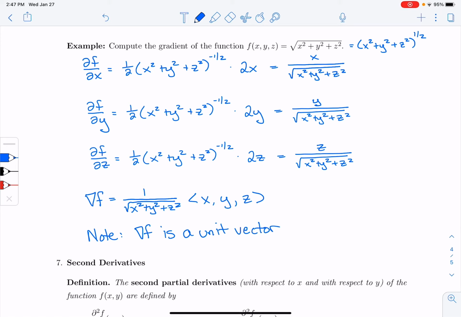And like I said, we will do some more interpretations of gradients in future videos, so I'll just leave you with the concept of how to compute the gradient.